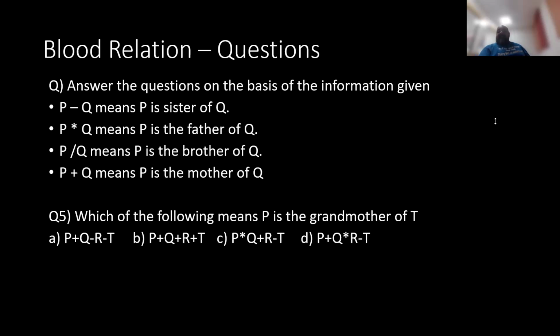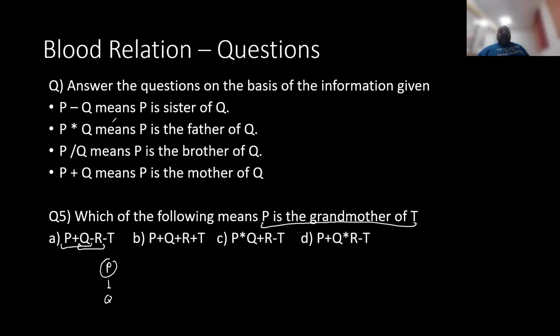Now, when I look at the question, the question reads, which one of the following means P is the grandmother of T? First, I draw the family tree for each of the options, starting from left to right. So P plus Q minus R minus T. P plus Q means P is the mother of Q.